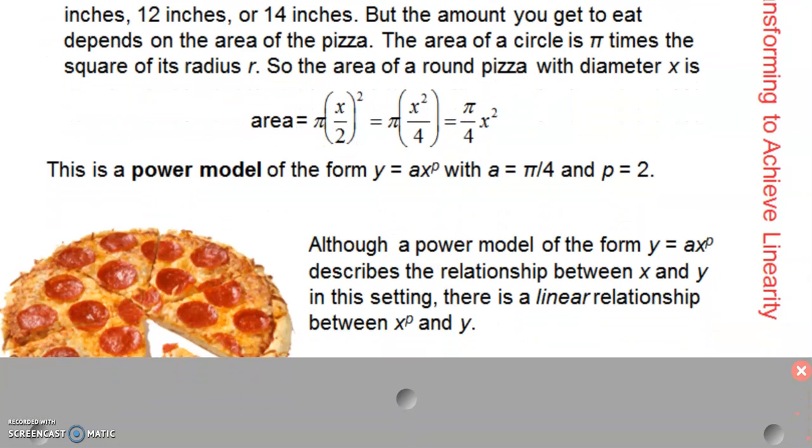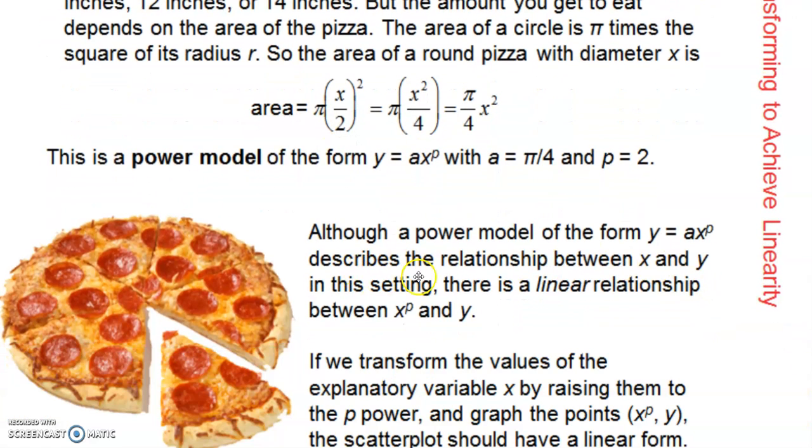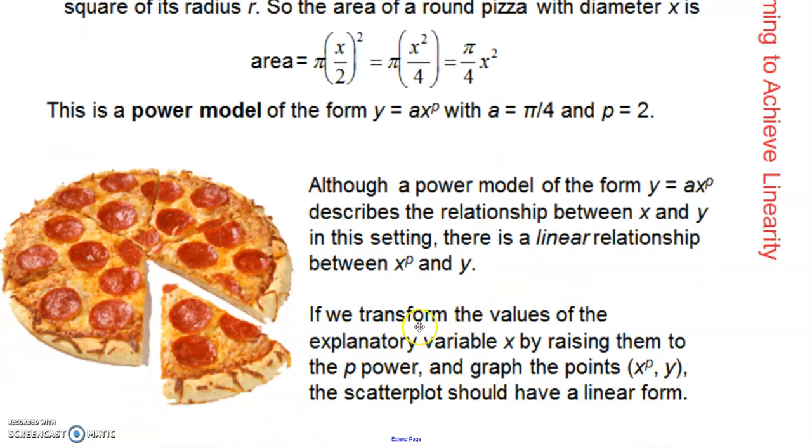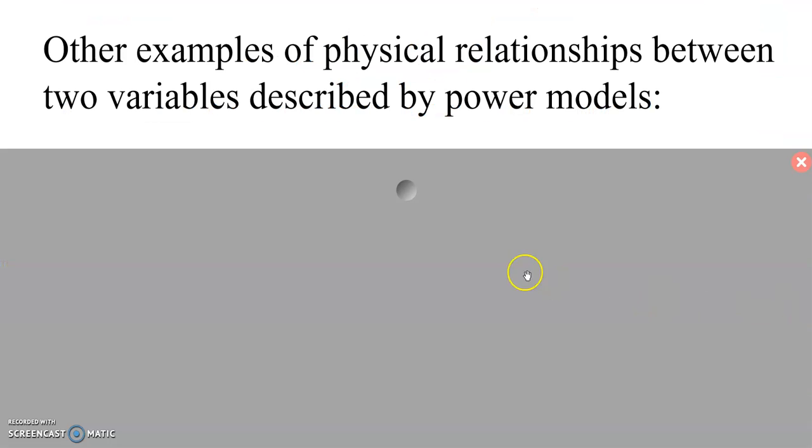Although a power model of this form describes a relationship that is not linear, there is a linear relationship between x to the power of p and y. So basically, if you transform the values of the explanatory variable x by raising them to the power of p and then graph x to the p comma y, then your scatter plot actually has a linear form.